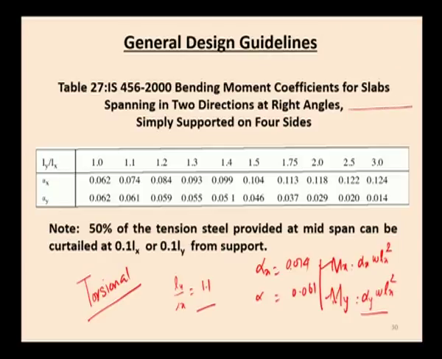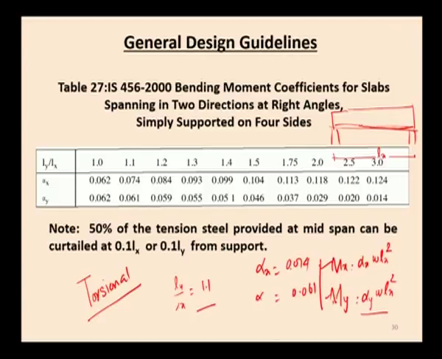Now, how to provide the reinforcement in the case of a two way simply supported slab: 50% of the tension reinforcement provided at the midspan can be curtailed at 0.1 L or 0.1 Ly from the support. This is the slab which is supported. You take this as the x direction Lx, and this is the slab reinforcement that has to be provided in the case of a simply supported slab.